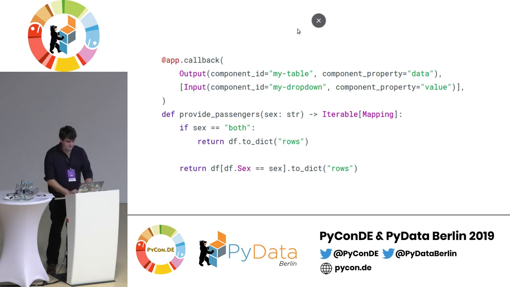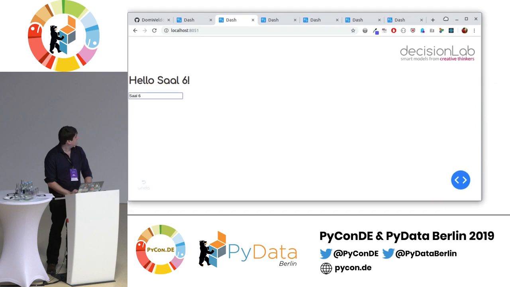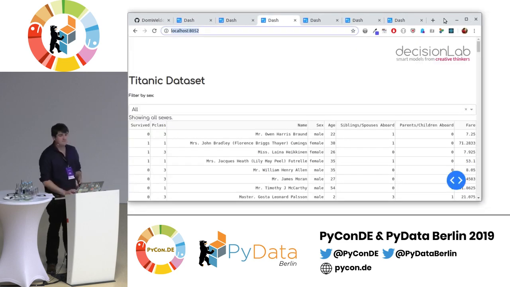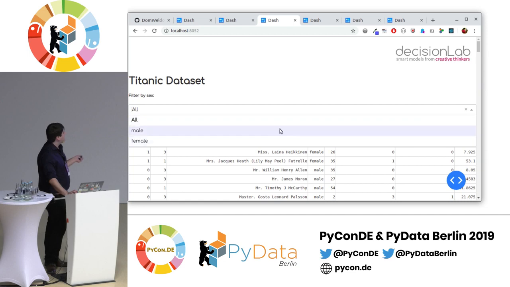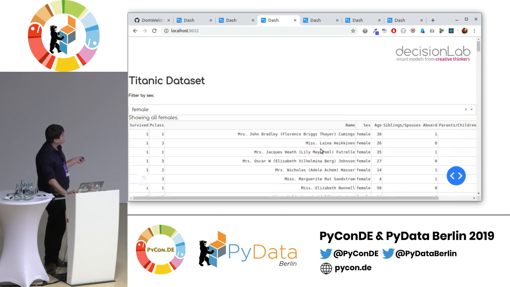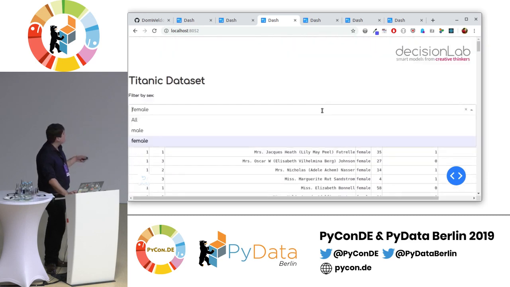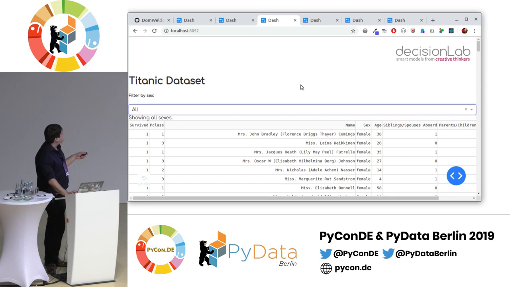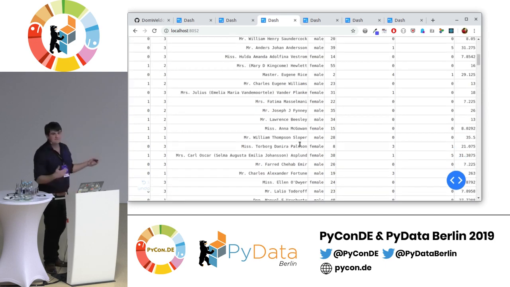And so now if we come back to our previous example, you can see here I've got the data set that was in my data frame, and this is all using Python. There's no JavaScript involved here. And if I wanted to show, say, just the female passengers, so I filter on sex, you can see here I've got a list of just the female passengers rather than the male.